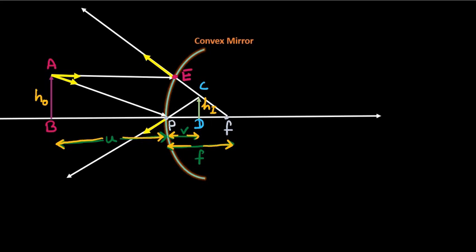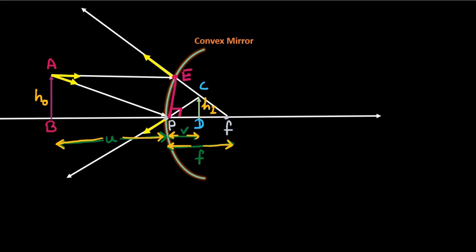The formula 1 by f equals 1 by v plus 1 by u, that is the mirror formula, is for low or small aperture mirrors. As a result, EP is not a curve; EP is a straight line which is perpendicular to the principal axis. So EP is a straight line.